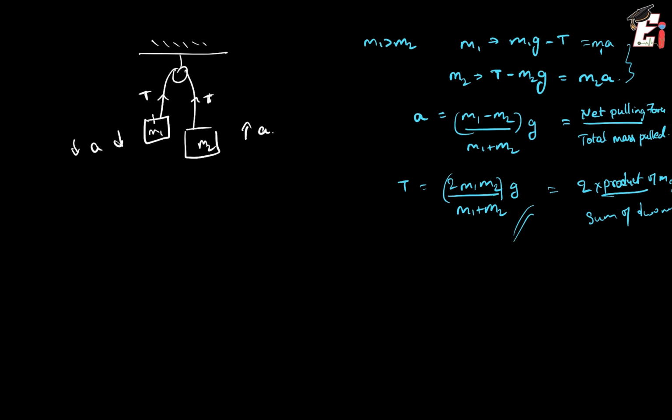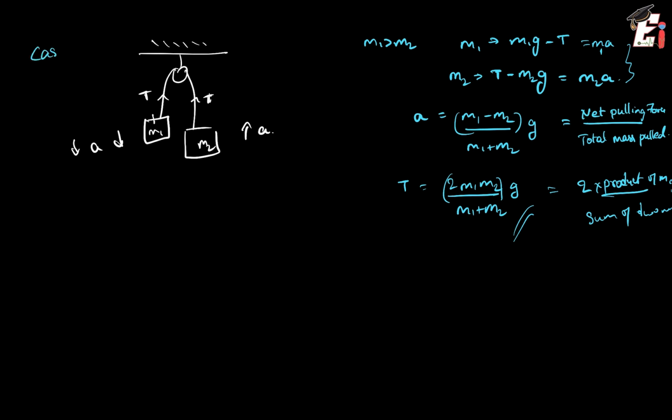Reaction and suspension of pulley. What reaction is going to be experienced here? If you try to see what reaction it is going to be experienced here, this is going to be 2t, because the tension on both sides is in the same direction. So here the tension will be 2 times t. So it's going to be double of this equation. That is the reaction at the pulley.